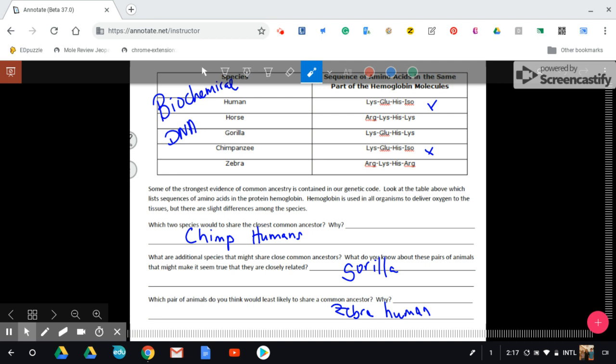If I'm looking for the best evidence of evolution, please make sure you know biochemical evidence. That is the best evidence. If I'm looking at which two are most similar, you're looking at the sequences of amino acids, and obviously these two are the most similar because they have them all the same. The next one that's most similar would be the gorilla. And the least similar would be zebra and humans.